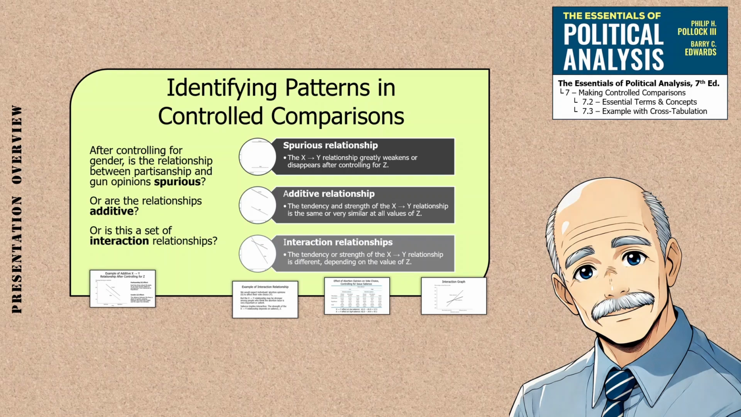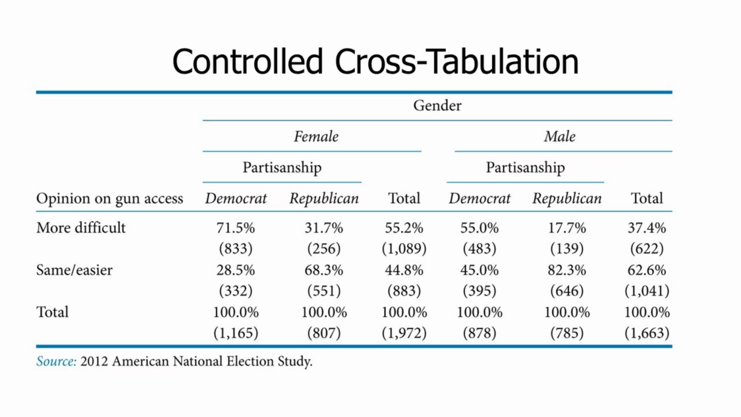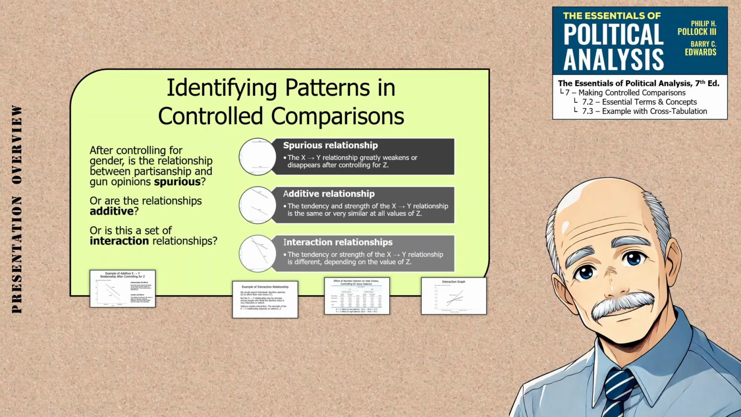In the previous screencast, we looked at how to set up a controlled comparison cross-tabulation. We looked at the relationship between partisanship and gun control opinions controlling for gender. And we discussed how to calculate controlled effects and asked whether the controlled effects could be condensed or summarized by an accurate estimate called a partial effect.